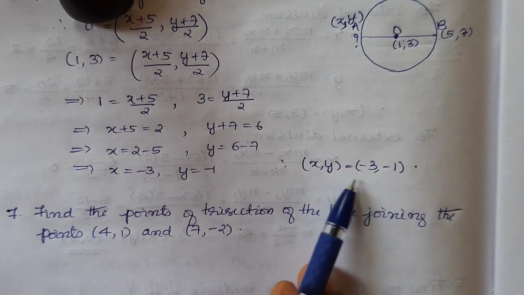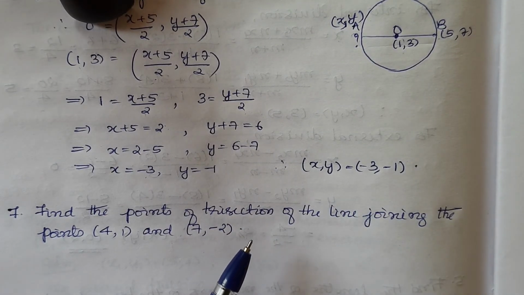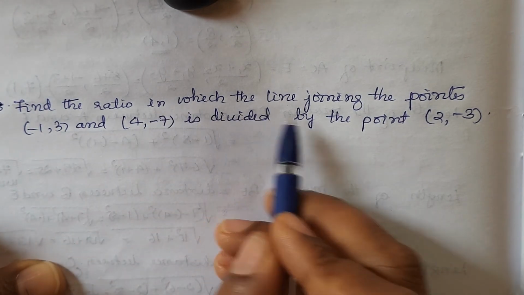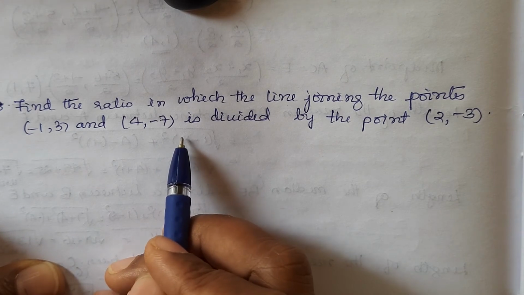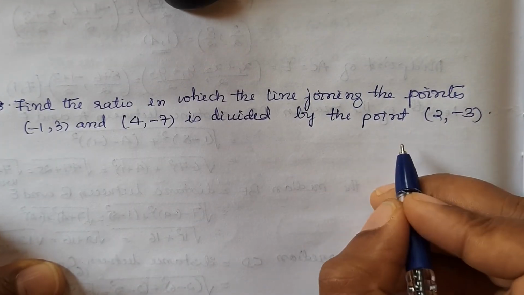So my required point (x, y) is equal to (-3, -1). The next question: find the ratio in which the line joining the points (-1, 3) and (4, -7) is divided by the point (2, -3).